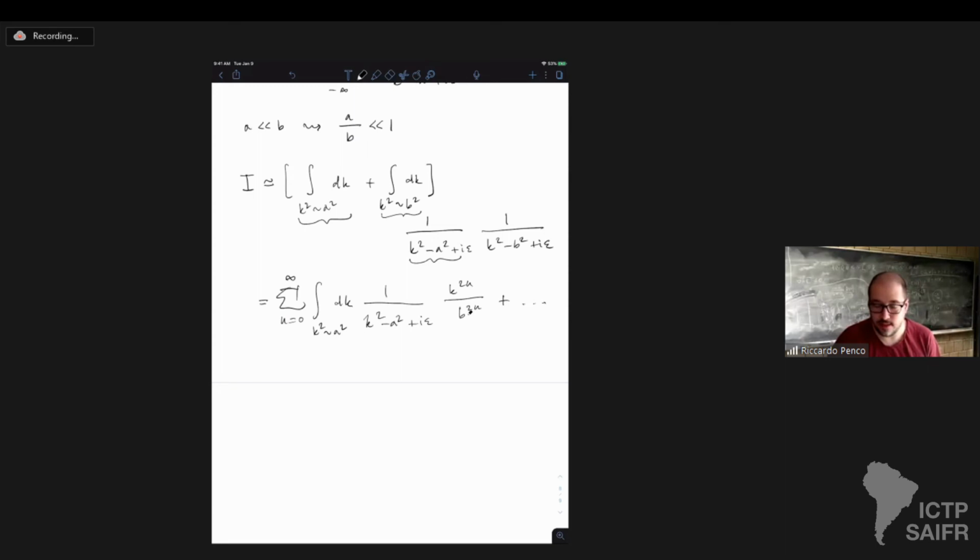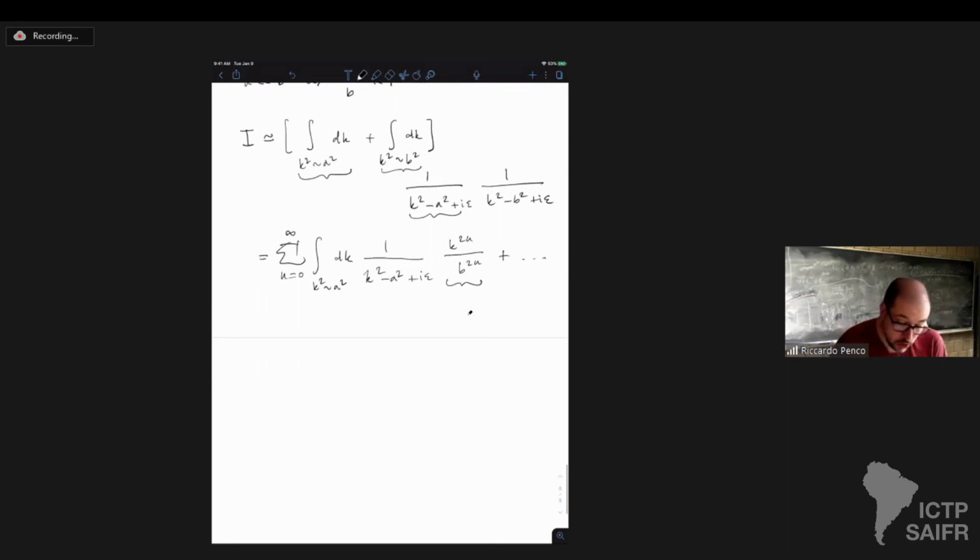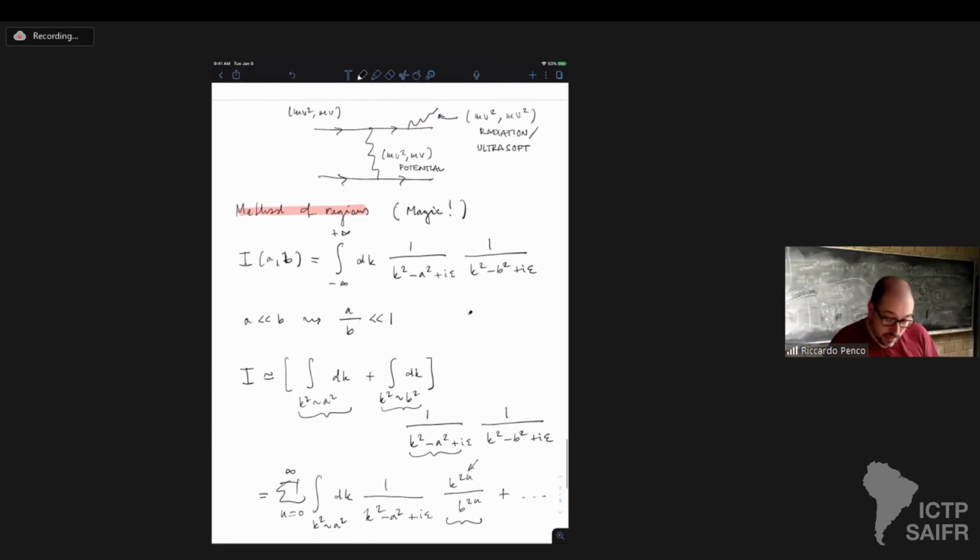And at first one might think this is a very bad idea because I expanded the two propagators, assuming that K in one case was smaller than B, and in the other case was larger than A. And so if now I integrate over all the real axis, it would appear that somewhere over the real axis this approximation is going to break down. Not only that, but also you see that if I integrate from minus infinity to plus infinity, now because of these powers of K upstairs, my integrals are going to be UV divergent. Whereas I started from an integral here that was perfectly UV finite.